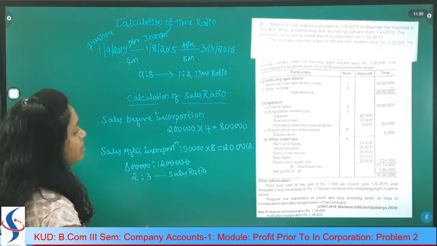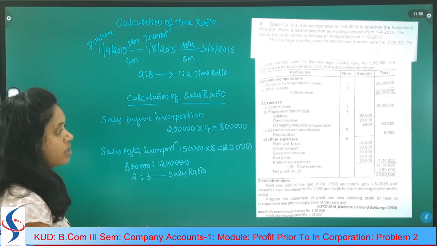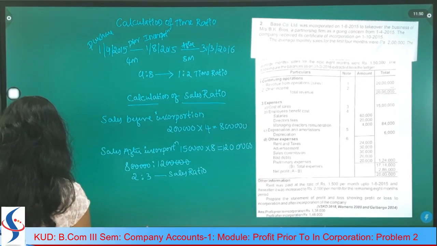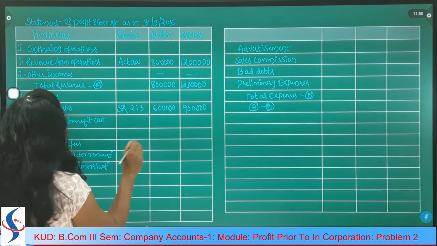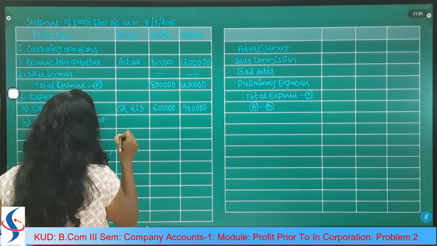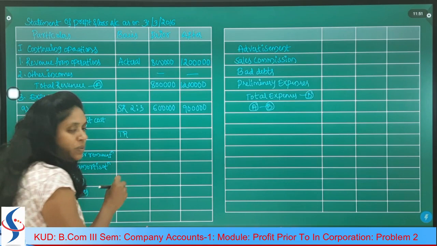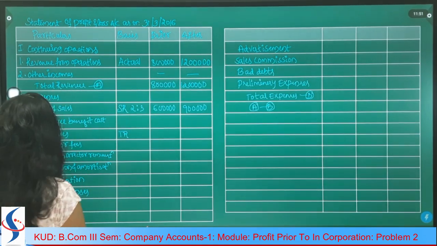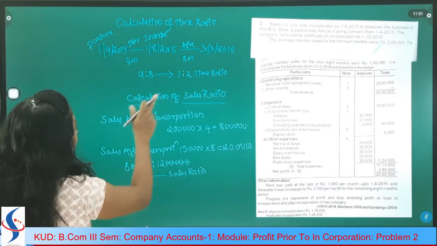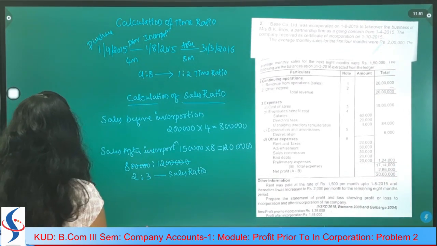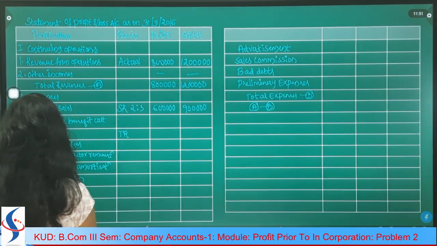employee benefit expenses. In that employee benefit expenses, what is the first amount? Salaries. Salaries, is it a fixed expense or fluctuating expense, students? It is a fixed expense. Fixed expenses means we should use time ratio. What is the amount? 60,000. And what is our time ratio? Time ratio is 1:2. We should use the 1:2 ratio and then do the calculation.